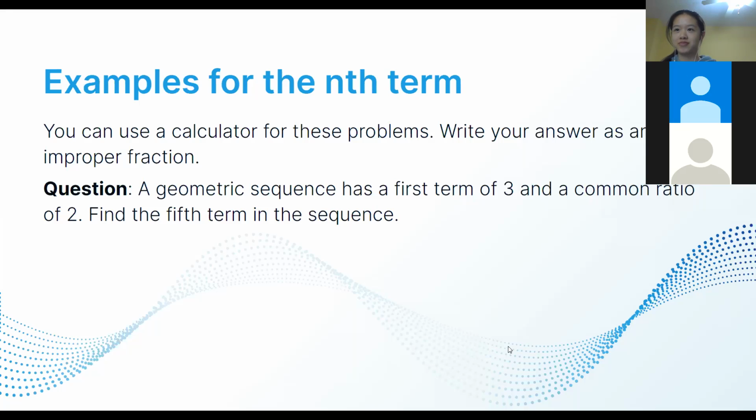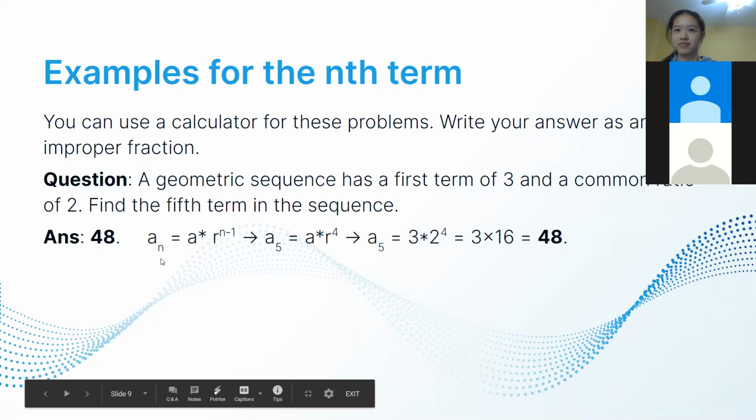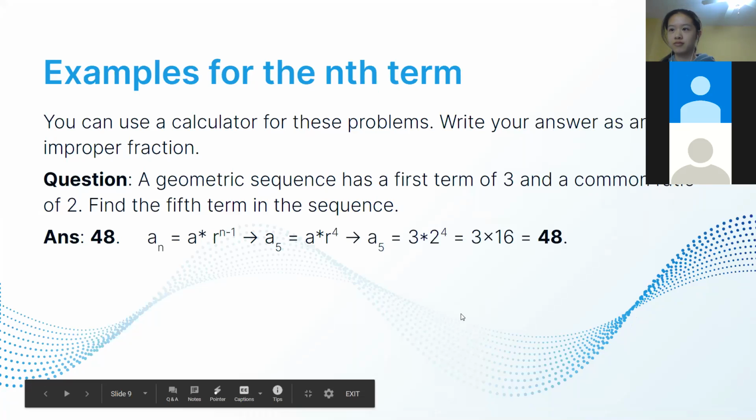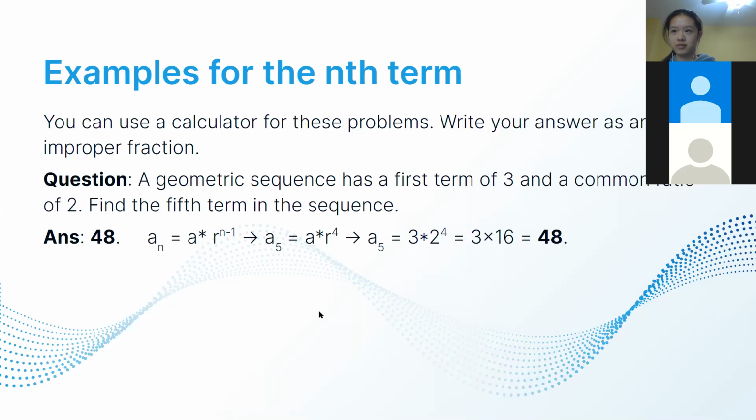Basically, first we're going to identify all the variables. We know that the first term is 3. The common ratio is 2, and we're trying to find the 5th term, so n would be 5. Then n minus 1 is 5 minus 1, which is 4. So 3 times 2 to the power of 4. 2 to the power of 4 is 16. 3 times 16 is 48. So that's how we got that.